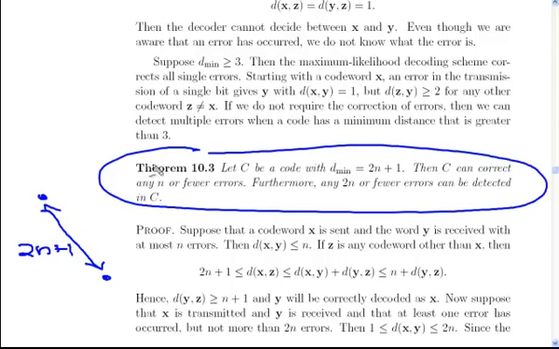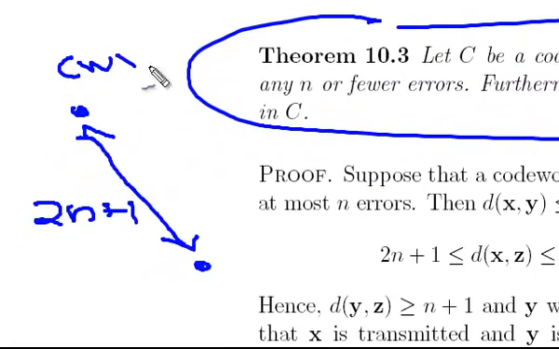Okay, so I was talking about theorem 10.3: why, if a code has a minimum distance of 2n plus 1, can I correct n or fewer errors? Well, here we have code word 1. Here we have code word 2. And it takes 2n plus 1 errors to change one code word to the other.